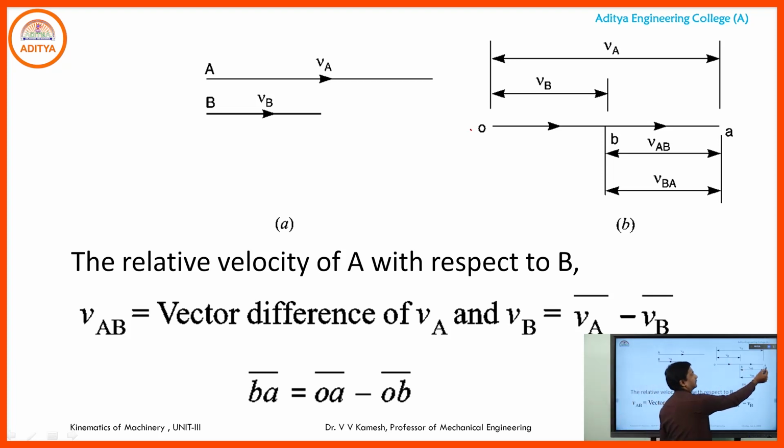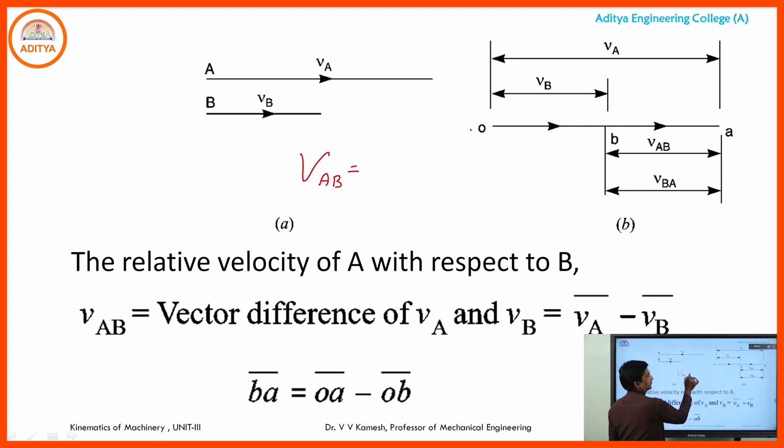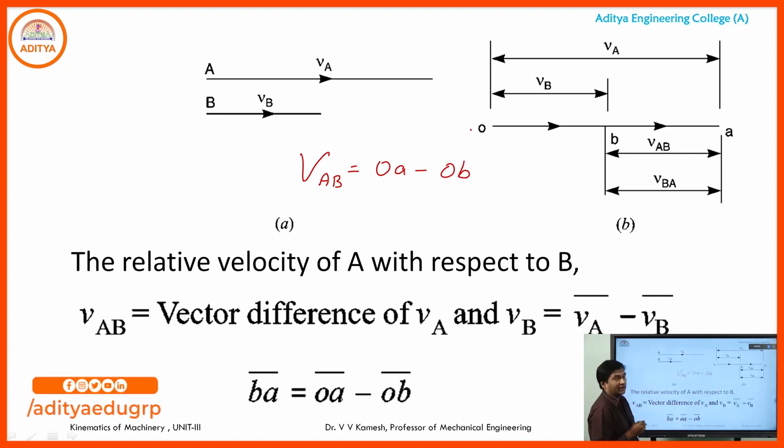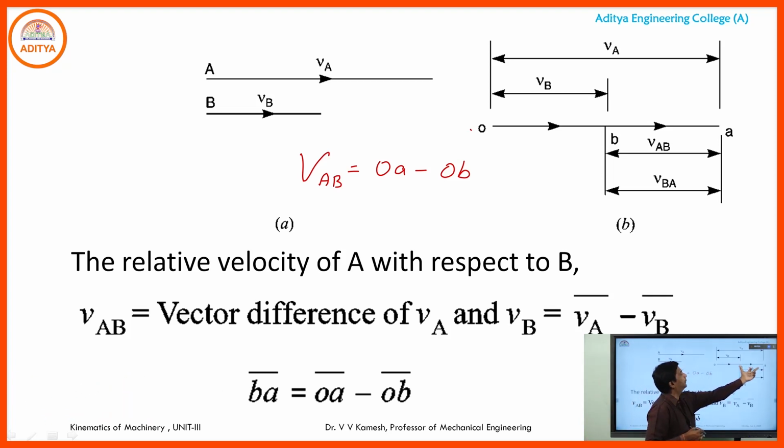That means this part VAB is represented as OA minus OB, just like in ordinary lines, triangles and different diagrams. So this length component, I need BA. So it is OA minus OB, and I will get BA. Because we are making the symbol a length component, that is why we put a bar here: OA minus OB.